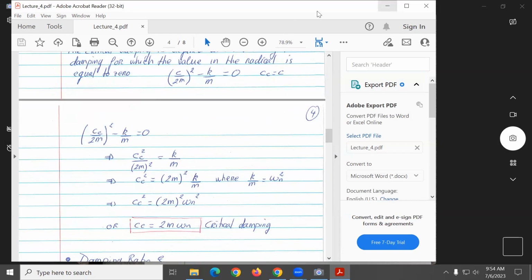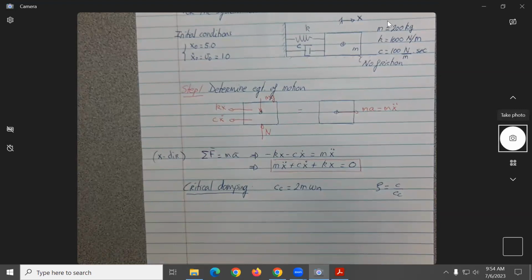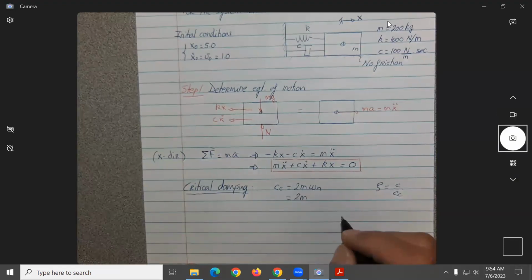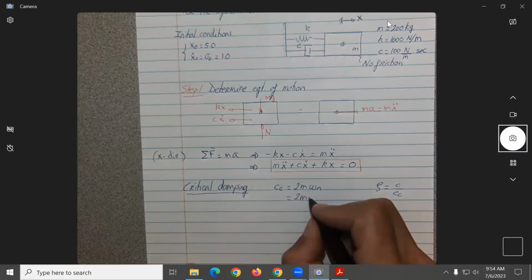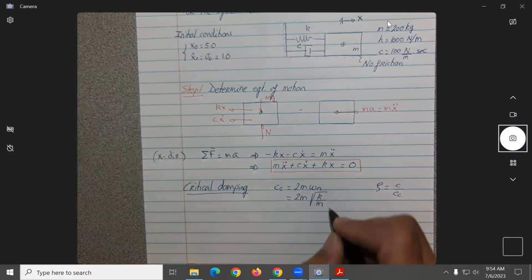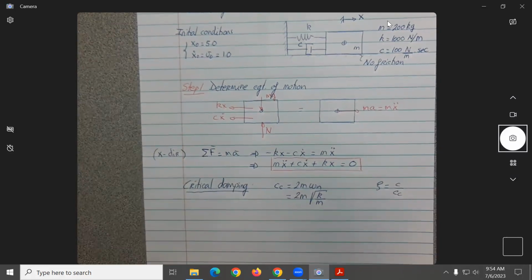Okay. We need to start knowing how to go to your class notes. So it's 2m omega sub n. Okay, and what is omega sub n? What will omega sub n be equal to? That one you should know. What is omega sub n by definition? It's the natural frequency. So it's the square root of k over m.